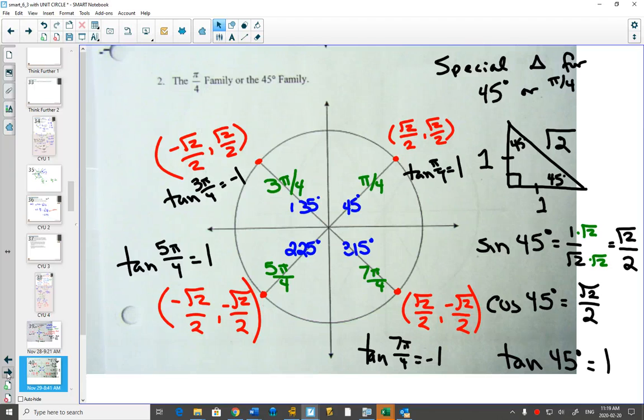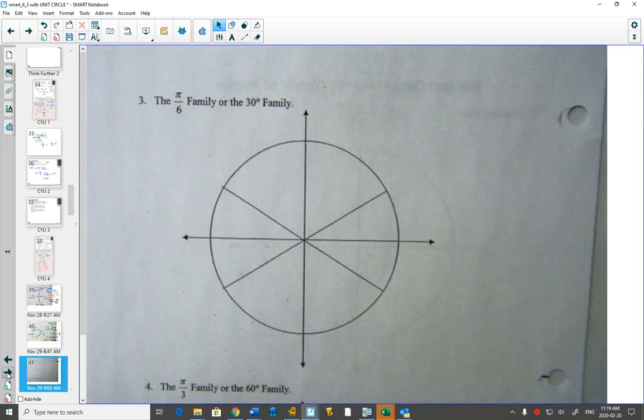So this is our second family. The pi over 6 family. So again, we'll start with degrees. 30 degrees here. And I'm going to give you guys a 10-second head start to do the rest of the degrees.